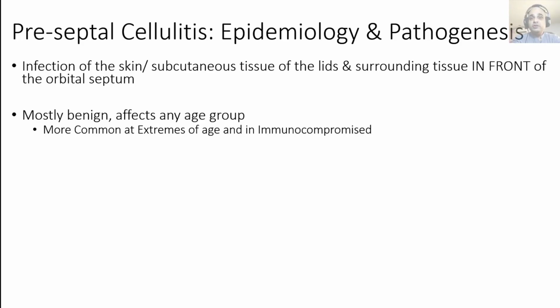This is mostly a benign condition as long as it restricts itself to the area that is in front of the orbital septum. It can affect any age group. It's most common in the extremes of ages and those who are immunocompromised. Now, by immunocompromised, I mean individuals who are diabetic, pregnancy, malnutrition, or those with HIV infections in addition to others. So the entire spectrum of a patient whose immunity is suppressed would be included in this term immunocompromised.